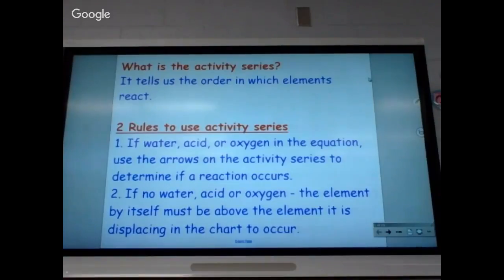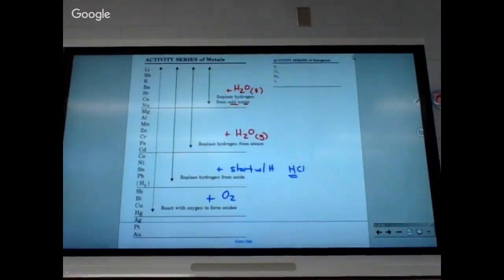All right, so on the video Friday, we talked about the activity series, right? Now, we said the activity series tells us the order in which elements react. Okay? The order in which elements react. So, there are two ways to read the chart. So if we look at the chart, we said we could read the chart using arrows.